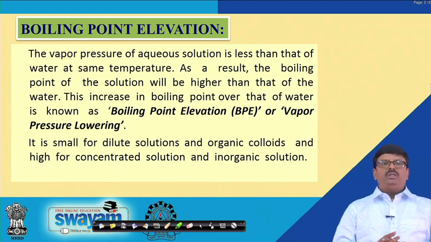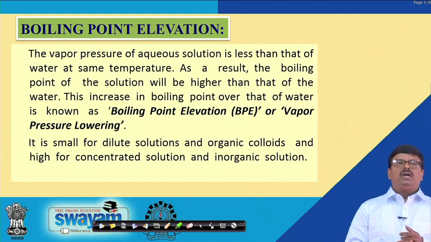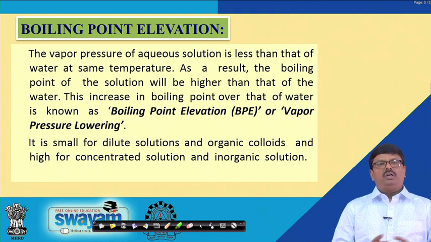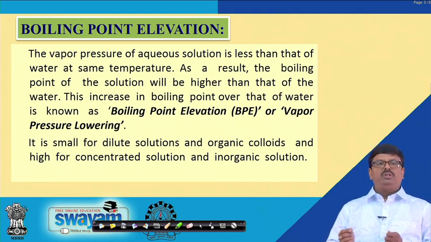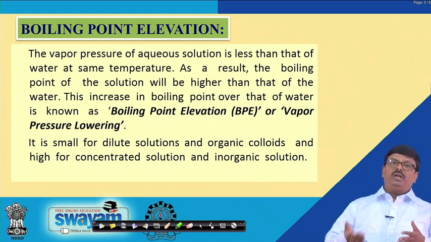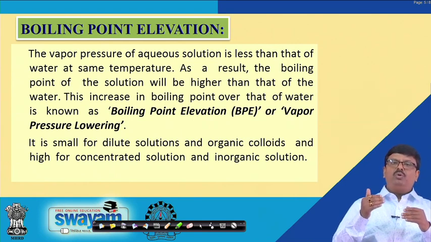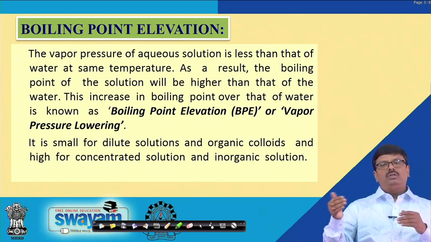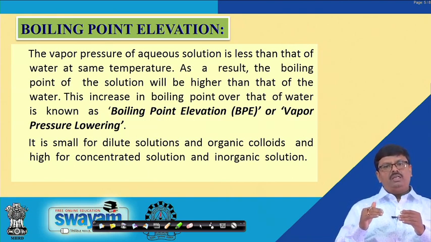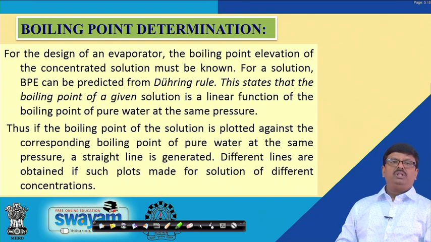Boiling point elevation. The vapor pressure of an aqueous solution is less than that of water at the same temperature. As a result, the boiling point of the solution will be higher than that of water. This increase in boiling point over that of water is known as boiling point elevation, and vapor pressure lowering means the vapor pressure is less than that of water. So, this boiling point elevation is also a very important thing to be known.